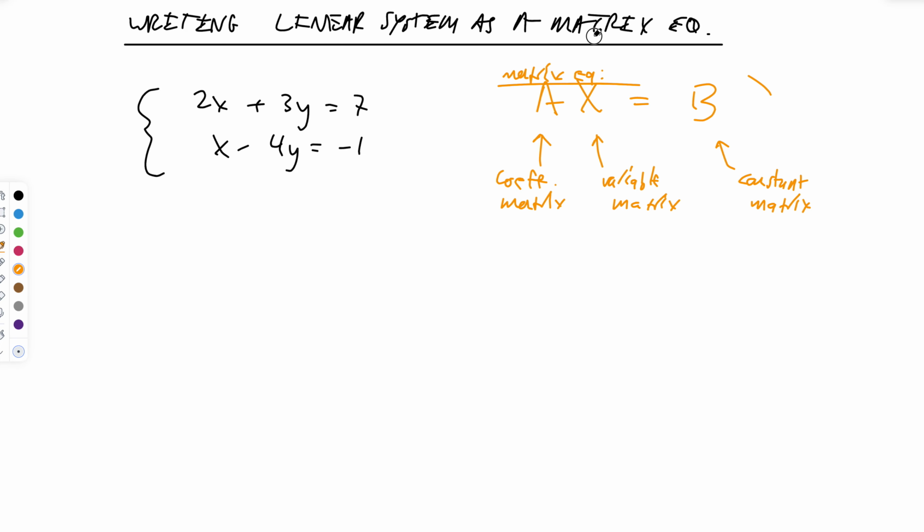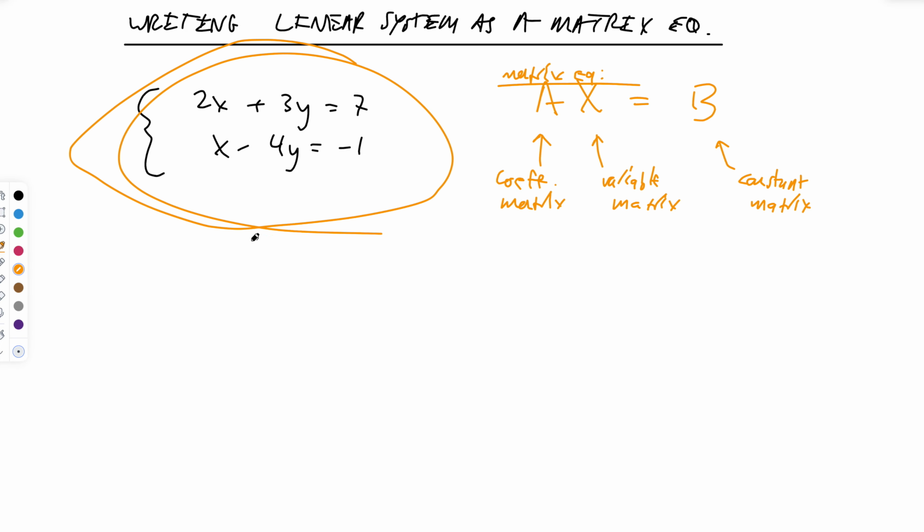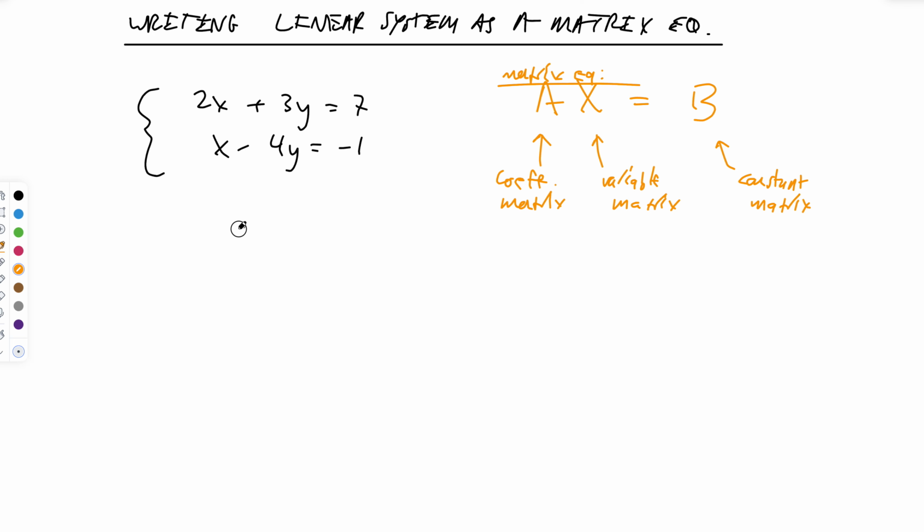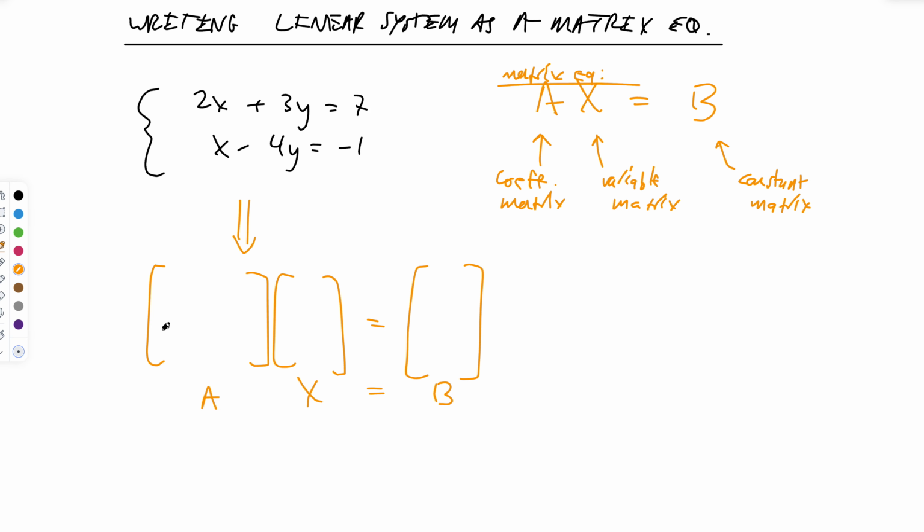So if I wanted to create the matrix equation of this, what would that be? Well, this would get converted into, so remember, I want AX equals B. A is the coefficient matrix, so you take the coefficients, which is 2, 3, 1, -4. I take the variable matrix, which is just x and y, right? We have x and y in the problem. And then I take my constant 7, -1.